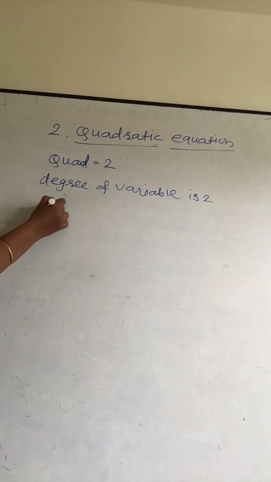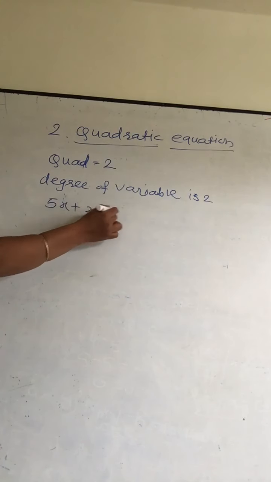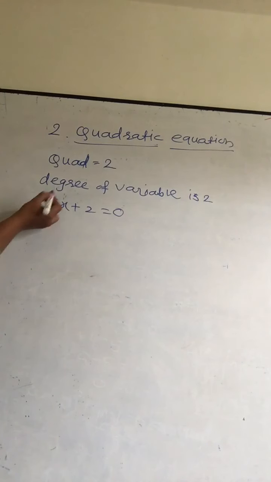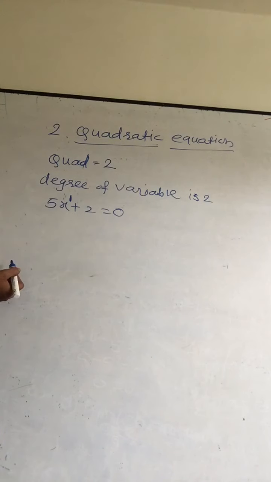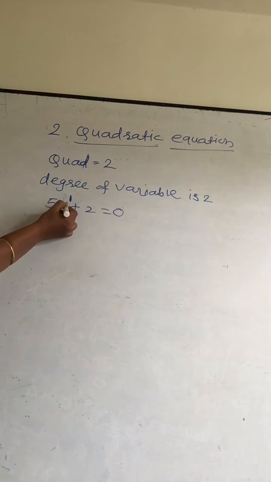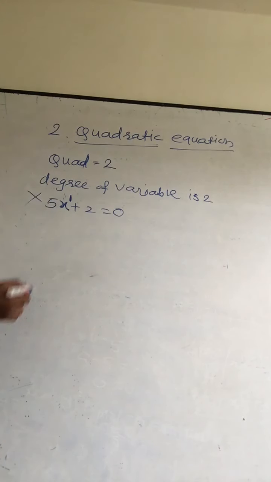For example, 5x plus 2 is equal to 0. In this, variable is x and degree of variable, that is power of variable, is 1. So that means here the degree of variable is not 2. Therefore, this is not the quadratic equation.